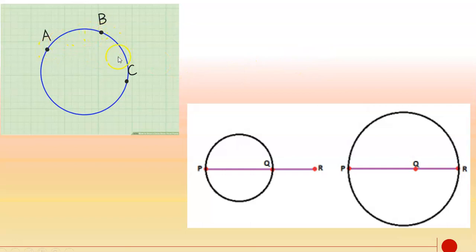These are 3 non-collinear points A, B, C, and we have drawn a circle passing through all 3 points. Can we have one more circle passing through all 3 points? Yes, you're right. It is not possible.